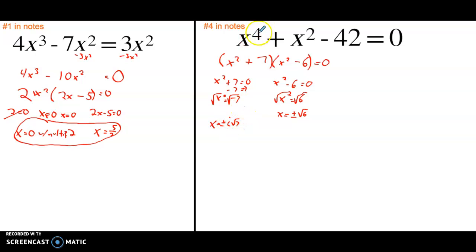So it was a degree 4. There should be 4 answers. Positive and negative root 6 is 2 answers. Positive and negative i root 7 is 2 imaginary answers, but that's a total of 4. So there's our 4 answers for degree 4.